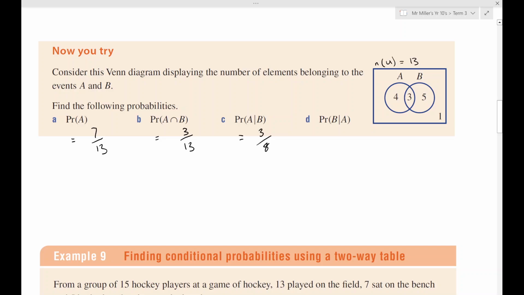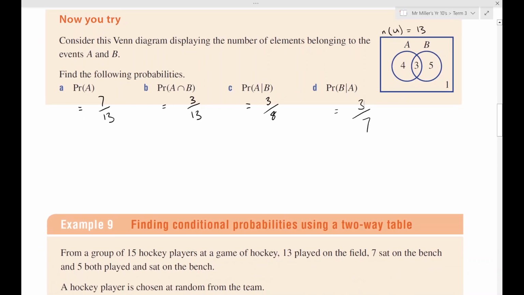Finally, probability of B given A, well, that's just going to be now out of what is A. So out of the set A, 4 plus 3, so out of 7 events, we have 3 events that are B. So out of all the events that are A, we have 3 events that are B. Okay.